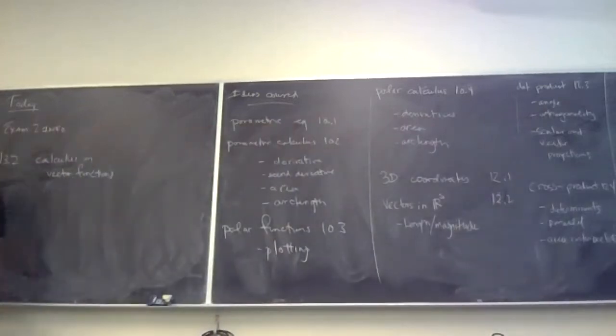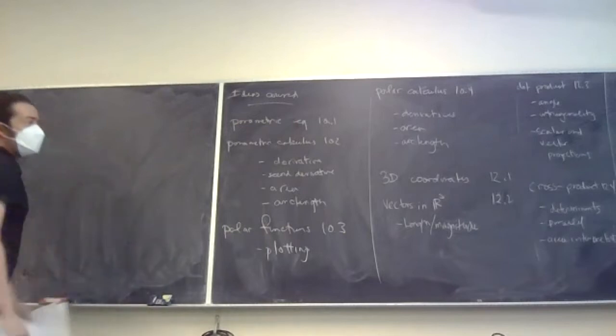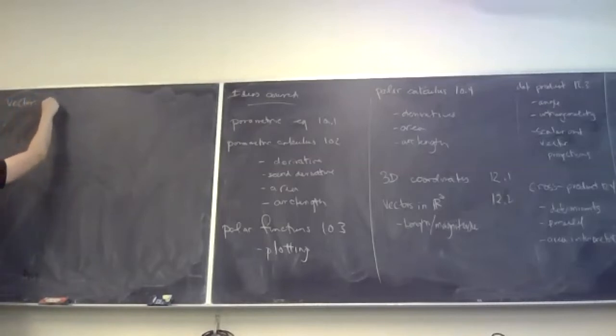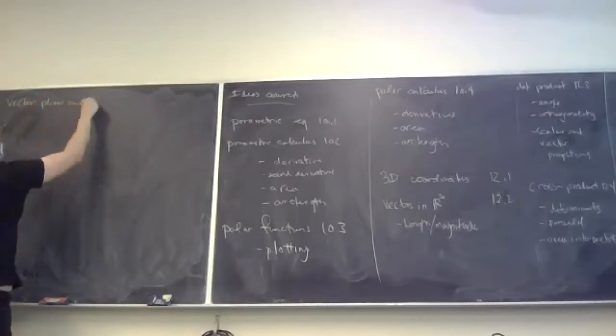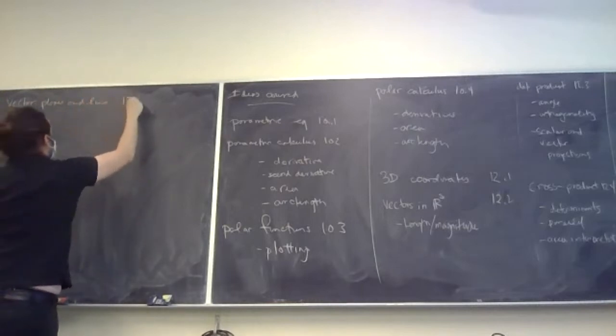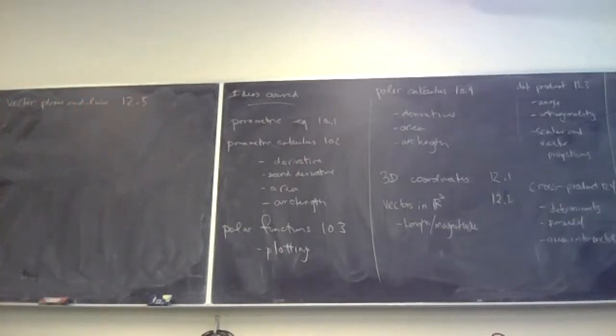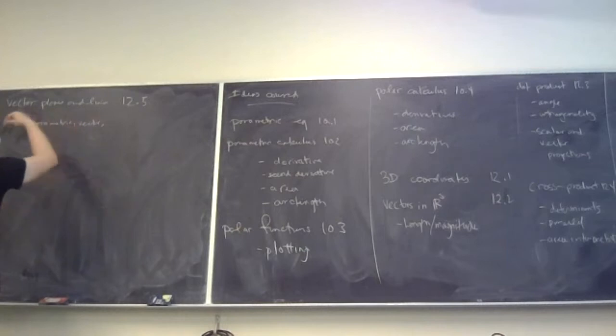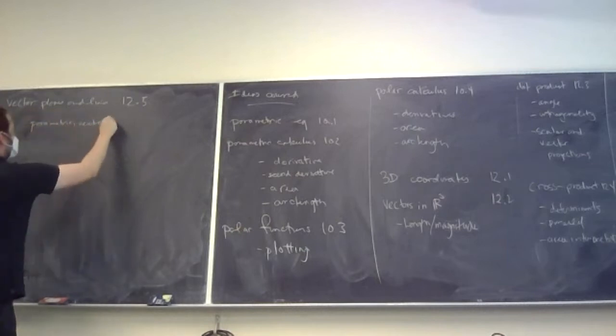And then, here's the debate I'm having with myself. We have one more section here, which was 12.5, about vector planes and lines. We'll talk about my internal debate. The vector planes and lines section covered the idea of the parametric and vector and symmetric equations for lines.